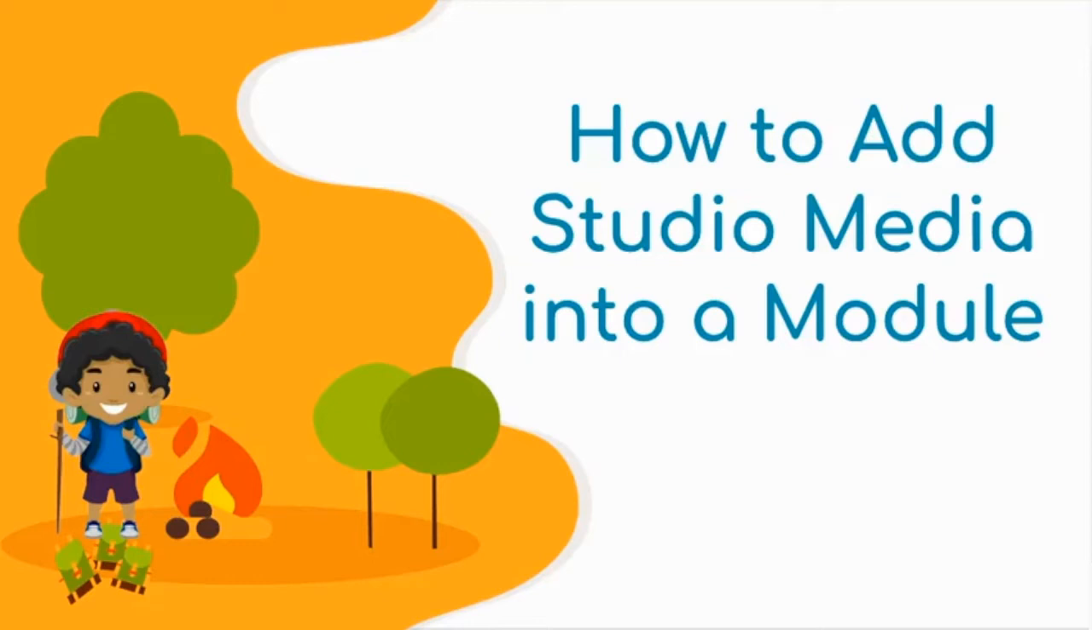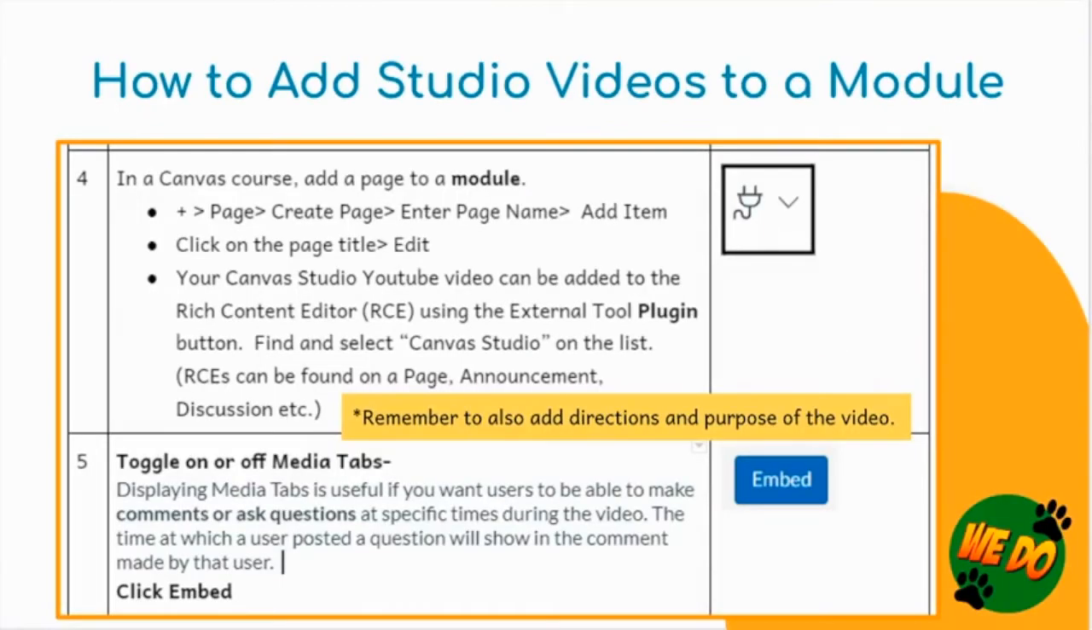Okay, now we're going to look at how to add Studio media that we captured into a module. So first we have to figure out how we are going to get that in there. On the screen you'll see steps 4 and 5 on the document that I shared earlier. Okay, we're going to need to add a page to a module in our Canvas course. For this, you're going to use any of your courses in Canvas that you want to play around with, or what I would suggest is your Sandbox course.